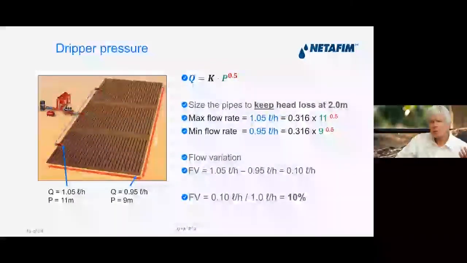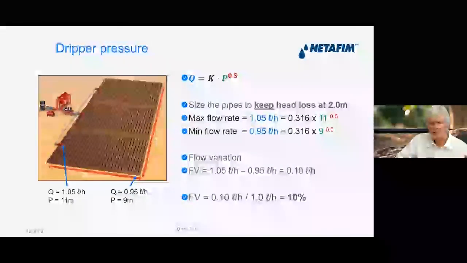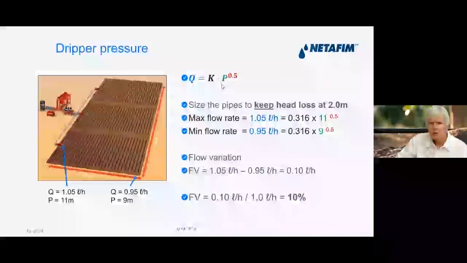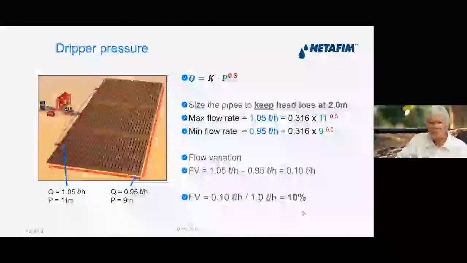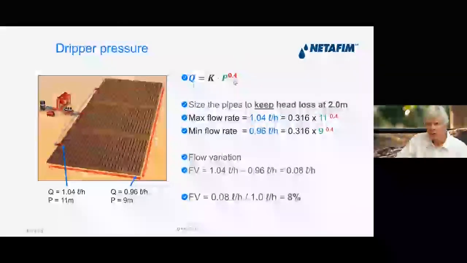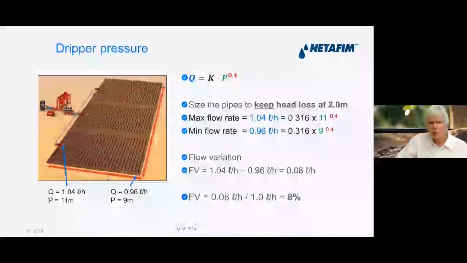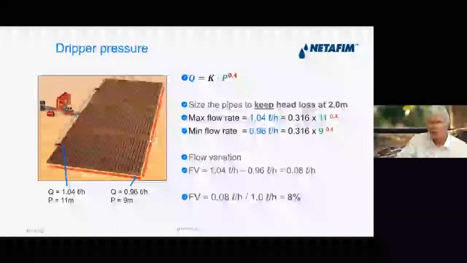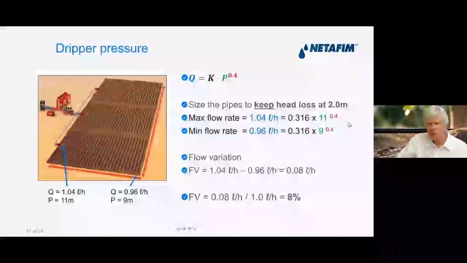So this is where we want to keep the head loss at 2 meters. Okay, we've already seen that if we keep the head loss at 2, and our exponent is 0.5, the flow variation will be 10%. But let's now keep those 2 meters, instead of going to 2.5 meters when our X equals 0.4. Let's keep it at 2. What does that mean? Well, we know that we're going to have 11 meters here, and 9 meters here. What does that equate to in terms of flow rate?